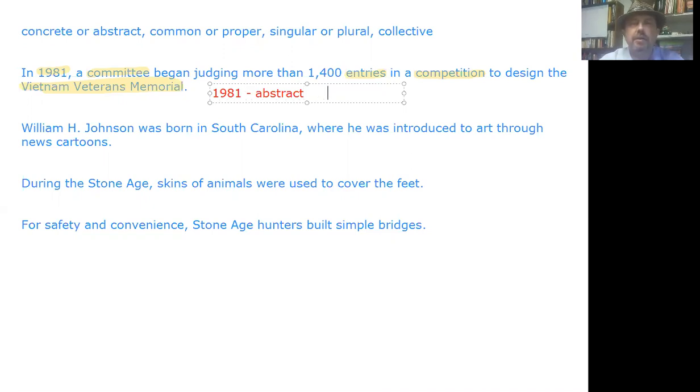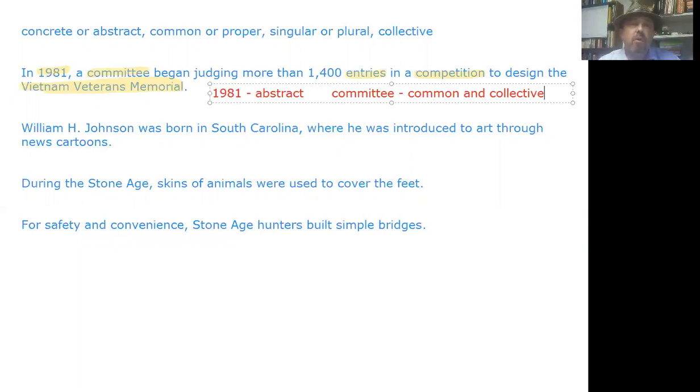The next noun that I could look at would be committee. Let me make my text box a little bit bigger. If I wanted to identify two qualities of committee, it would be, for example, common and collective, right? Because a committee is by definition more than one person. Entries in competition. Entries is common and plural. Competition is common, singular, and it's concrete because you can see a competition, right?